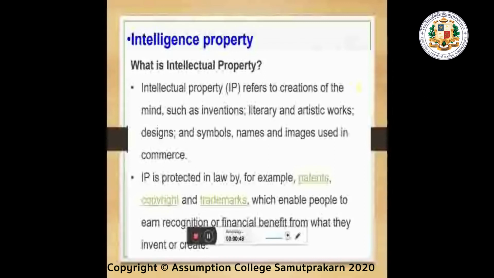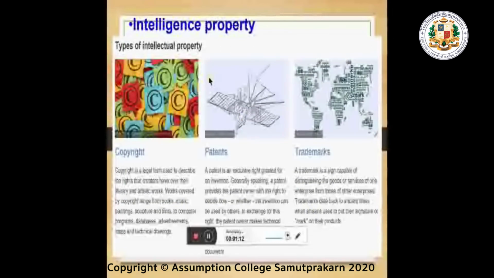And intellectual property is protected by the law. For example, we have patents, copyrights, and trademarks. This enables people to be recognized and to have the financial benefit from their own inventions and creations. So here are the types of intellectual property. The first three are copyright, patents, and trademarks.